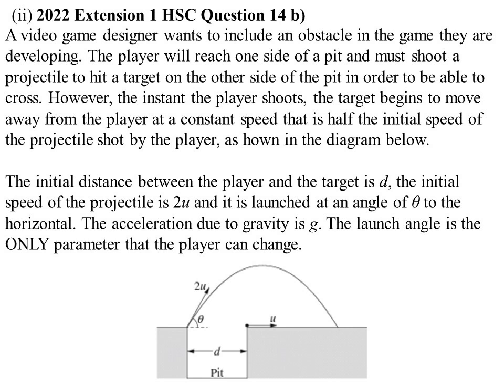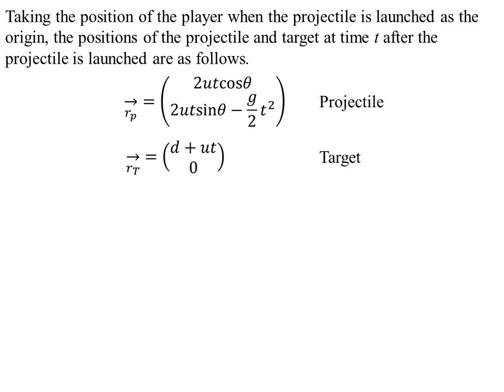We're taking g to be the acceleration due to gravity. The launch angle is the only parameter that the player can change. So in the game they can change the angle that they're going to shoot at. Everything else is fixed. Taking the position of the player when the projectile is launched as the origin. Okay. The position vectors for our projectile and the target have been given to us. So we don't have to work these out. They've given it to us.